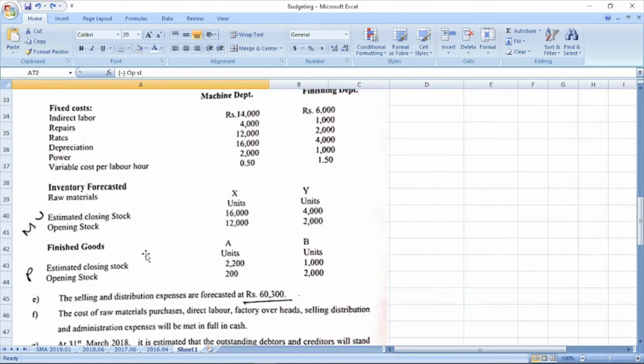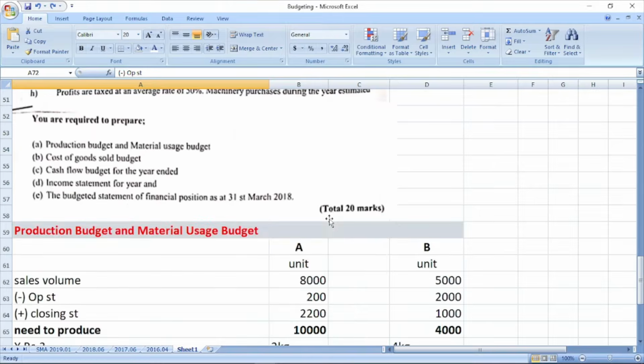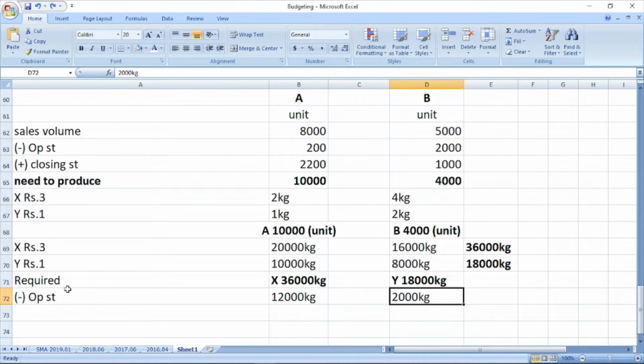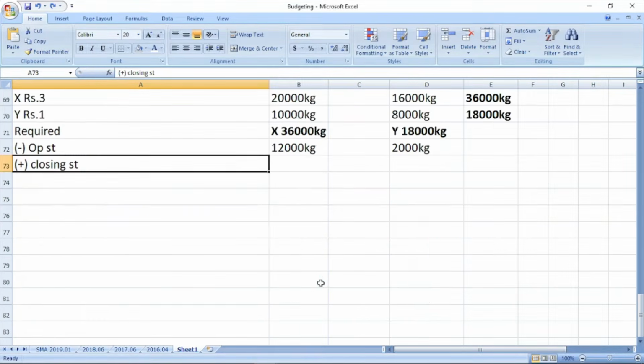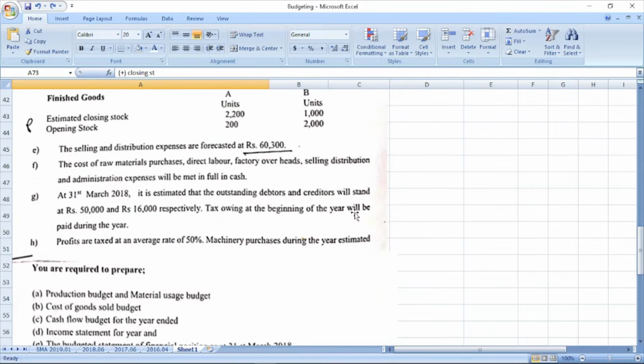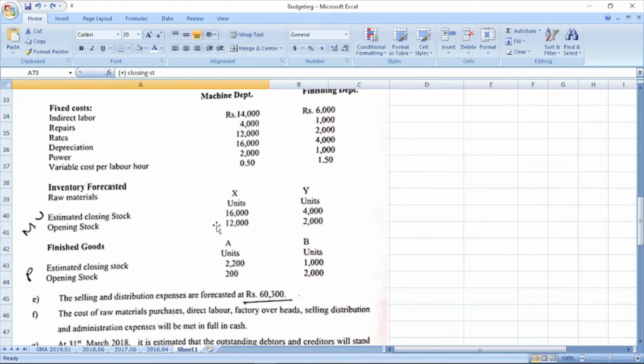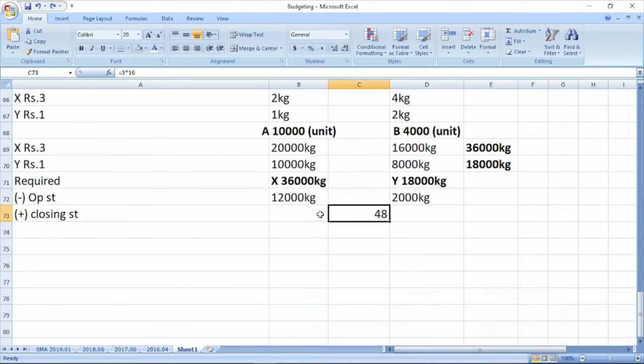How much stock do we have? Opening stock 12,000 in X and 2,000 in Y. We need to subtract the opening stock, and we need to add how much material we maintain for our company. They mention this as estimated closing stock. We normally estimate 16,000 units in X and 4,000 units in Y. So this amount we need to calculate our material requirement.